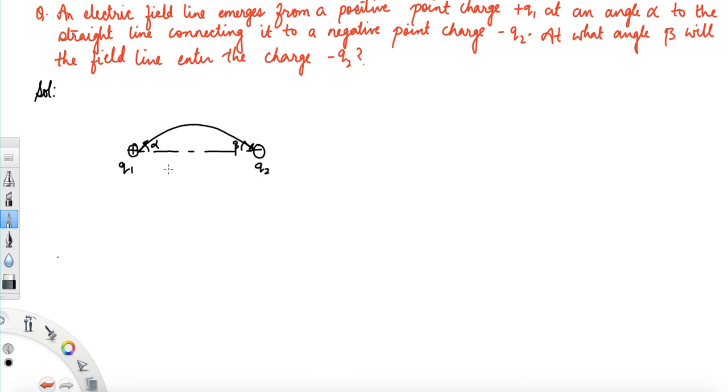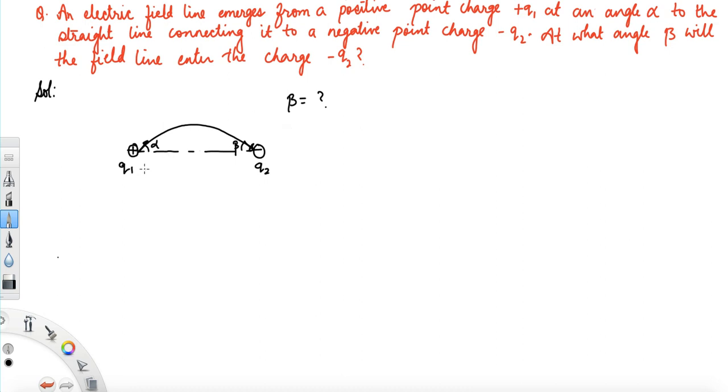When alpha is equal to beta, in this case q1 is going to be equal to q2, but if q1 and q2 are different, then alpha and beta won't be the same. So here we have to find out beta in terms of alpha, q1 and q2. How will you find it out?